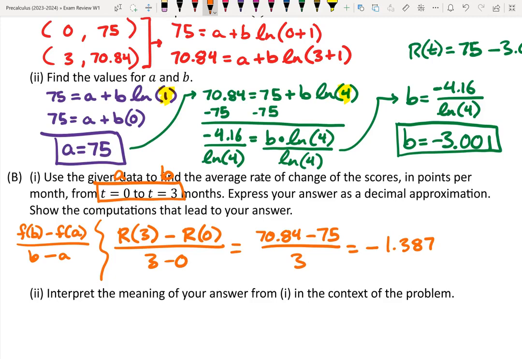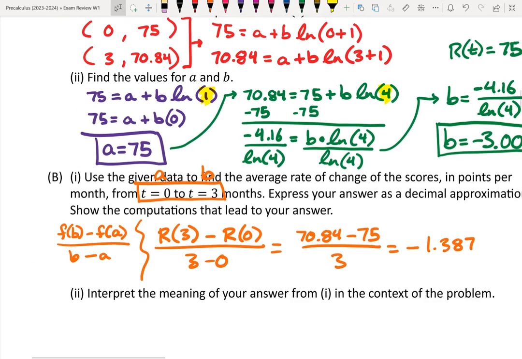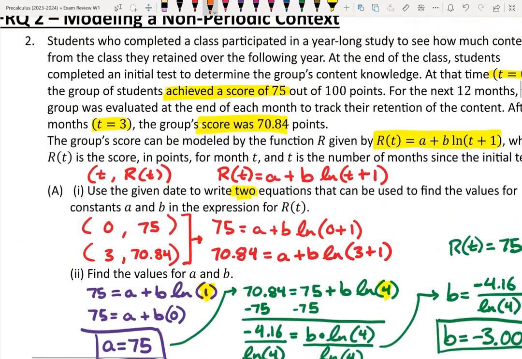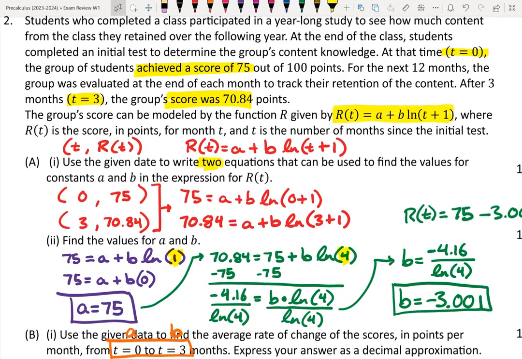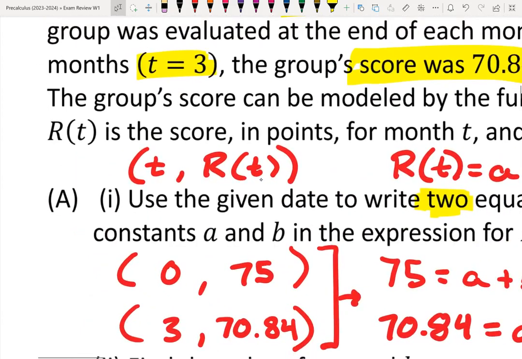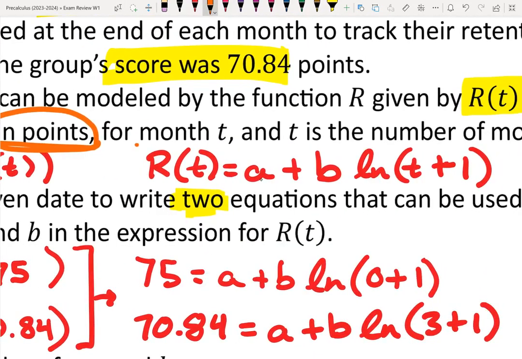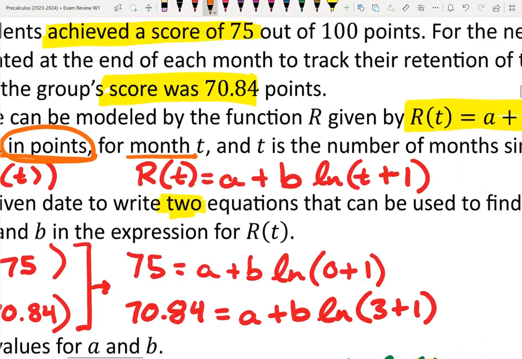Now, the units. Think back to here, we did R of t divided by t. What was the units for R of t? What is R of t representing? Right here, R of t is the score in points. There's the units. What is t? Months.